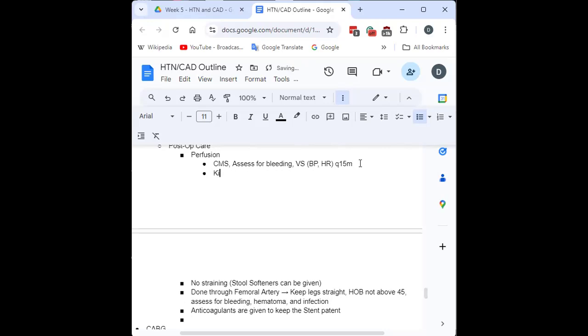But yeah, so basically kidney function, because perfusion and kidneys go together. So what do we do with kidneys? It's urine output, creatinine, and IV fluid, because you want to perfuse the kidneys.